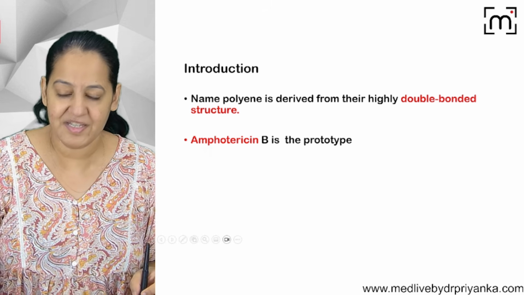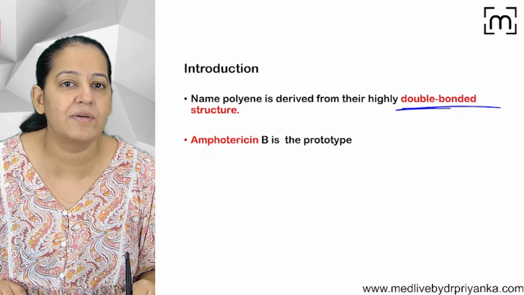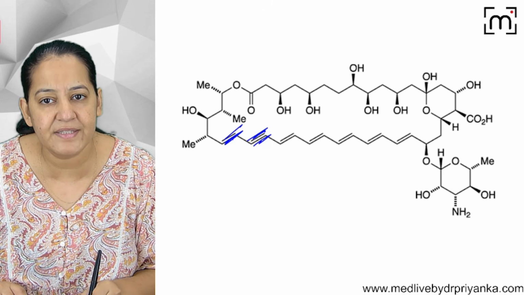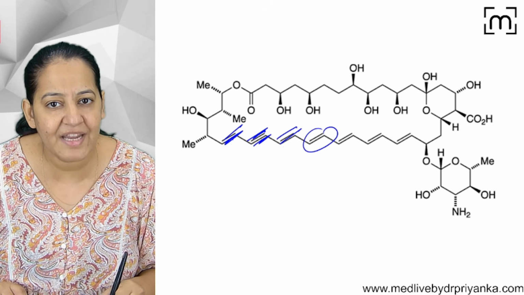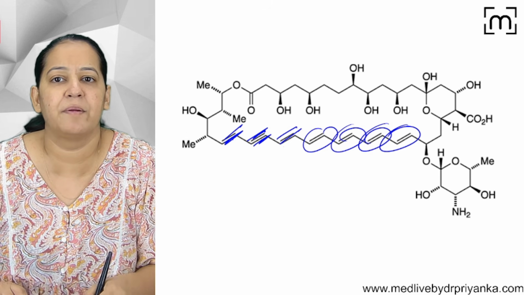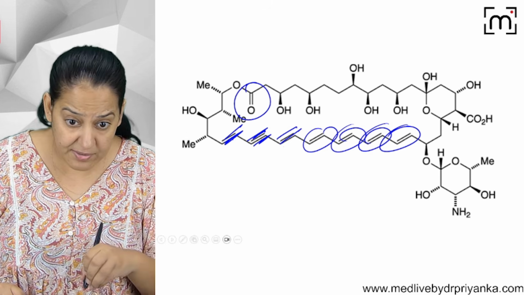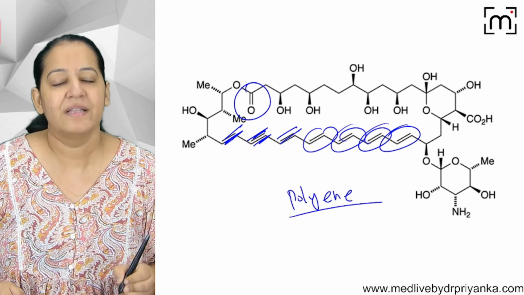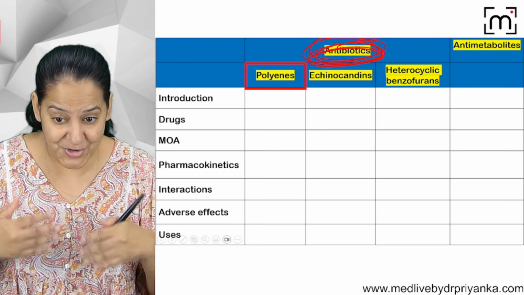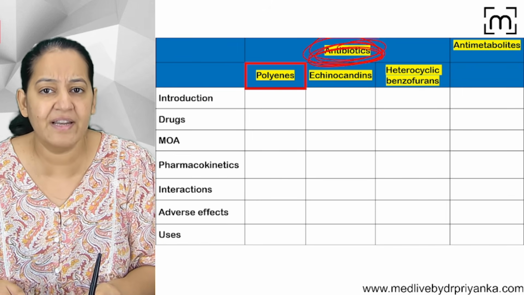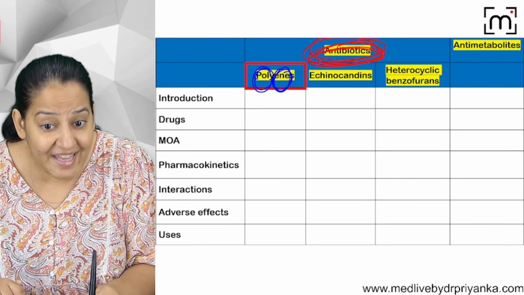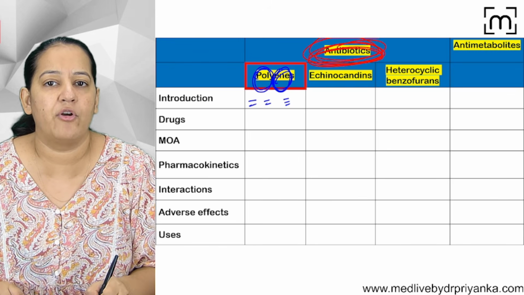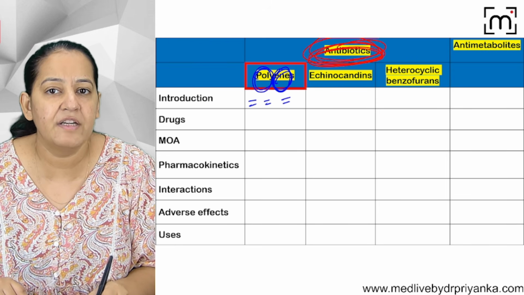Can you see double bonds are there? Multiple double bonds. You can see the structure. How many double bonds you can see? Here you can see a double bond. Here you can see a double bond. Many double bonds are there. Here also I can see a double bond. Because it is having many double bonds, it is known as poly. Poly means multiple, ene means double bond. That's why it is polyene. So in the introduction, you should write the meaning of the name. Why it is known as poly, why it is known as ene? Because it is having multiple double bonds. You should write this, not triple bond. It is having multiple double bonds.